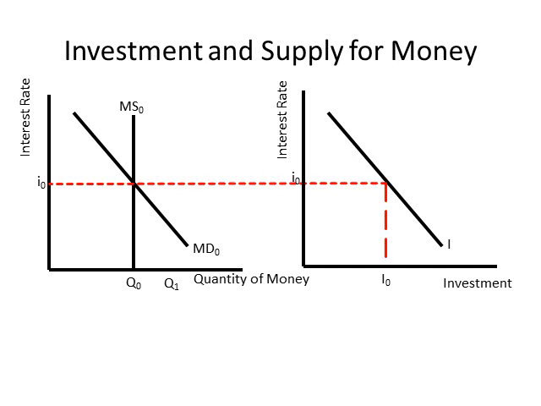The Federal Reserve increases the money supply. The interest rate decreases as a result of the increase in the money supply. This decrease in the interest rate causes investment to increase.